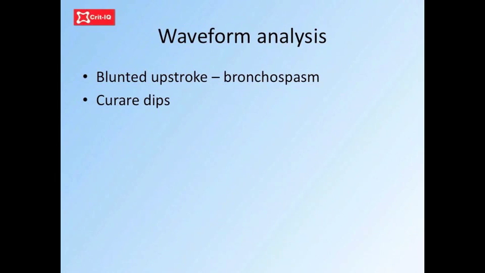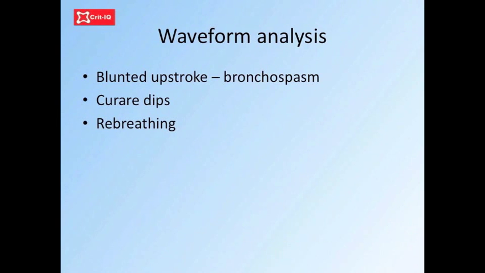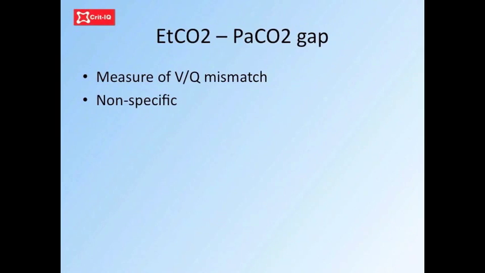In controlled modes, dips in the capnograph trace during expiration may indicate that the patient is attempting to breathe. These are sometimes known as curare dips. Failure of the end-tidal CO2 to return to zero suggests that rebreathing is occurring. This is due to a ventilator fault, partial tube occlusion, or inappropriate settings. Comparison of the end-tidal CO2 to PaCO2 gradient can indicate the presence of changes in dead space or VQ mismatching. However, this is a relatively non-specific indicator.